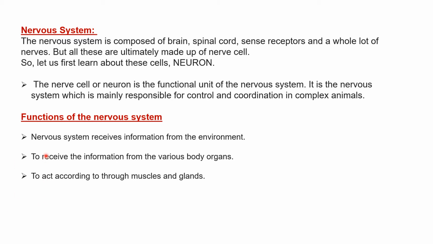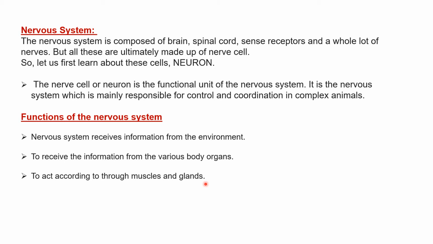The nervous system receives information from the environment, that we have already done. Then it receives information from various body organs. Let's say we have different receptors in the eyes, so it receives information from the eyes, from the skin, from the nose, even from the muscles of your legs, even from the internal organs and glands, right? It acts through muscles and glands also, right?